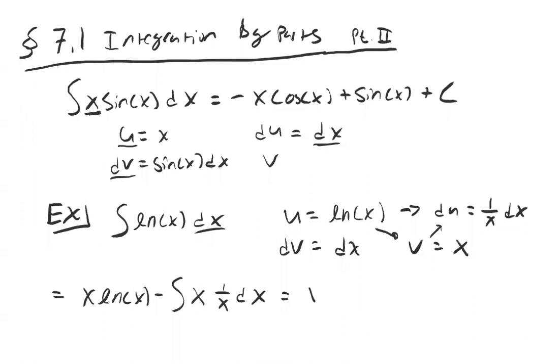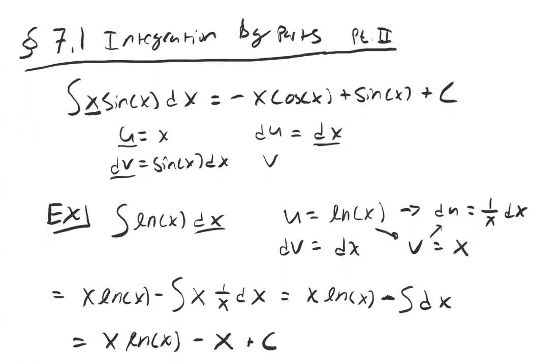So this is x ln of x minus the integral of x divided by x, which is 1. So I'm just left with the integral of dx here. Sorry, this is a minus sign, not a multiplication sign. If I continue here, I'm going to get x ln of x minus, and the integral of dx is just x. And of course, an arbitrary integration constant there.